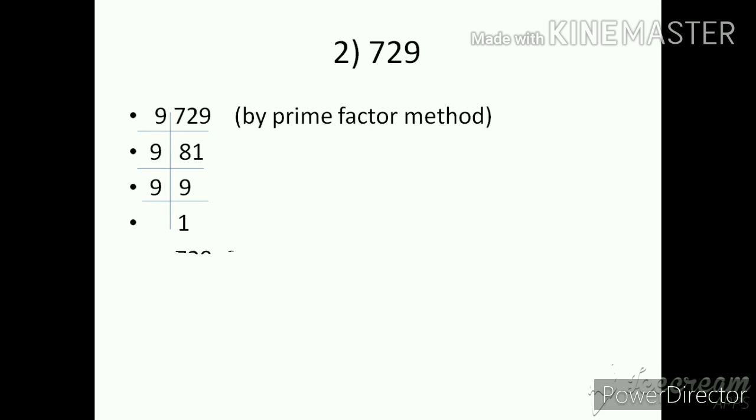Now again it is divisible by 9. 9 9s are 81. Now at the last 9 1s are 9. Therefore 729 equal to 9 into 81 equal to 9 into 9 into 9. So among the 3, children, we take 1 common because we are finding the cube root. Therefore cube root of 729 equal to 9.